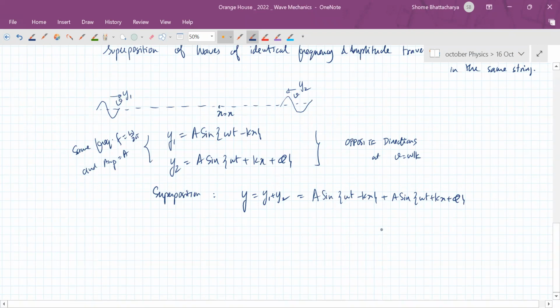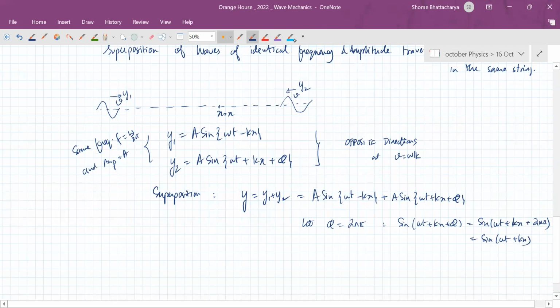Okay, now for doing this calculation further, suppose we take, just for demonstration purposes, let's say phi happens to be an even multiple of pi. So that means the second term can be written as equivalent to sine omega t plus kx.